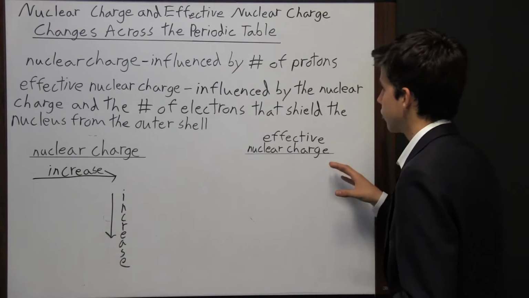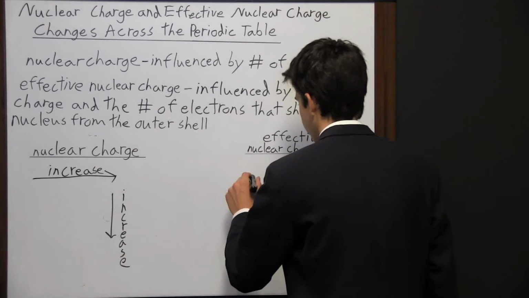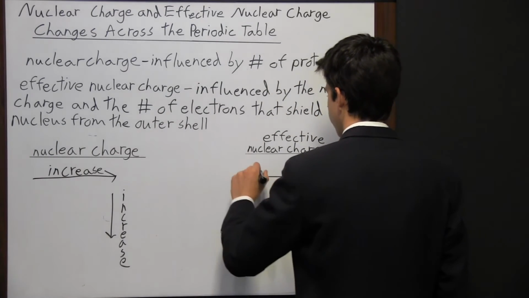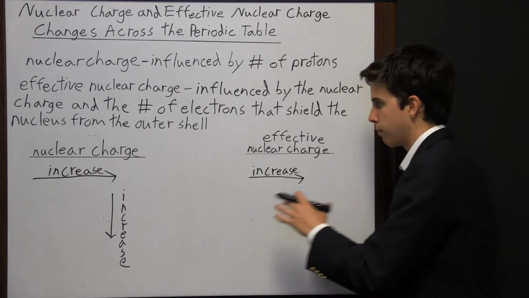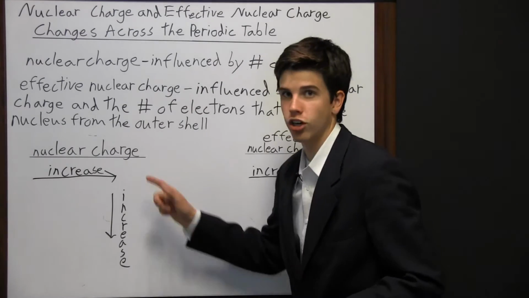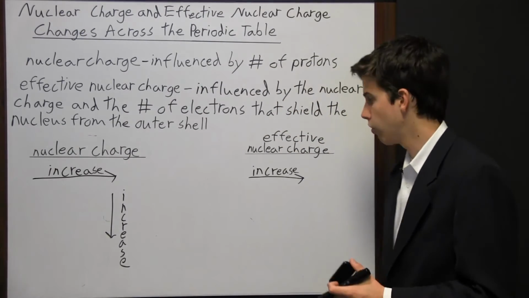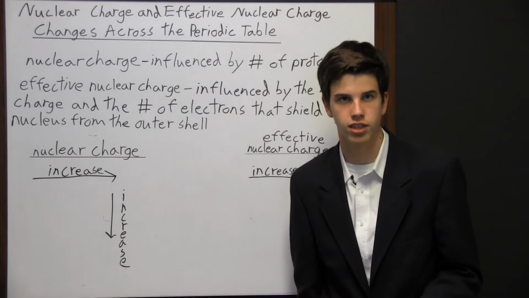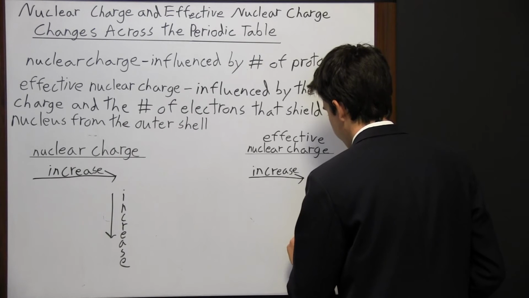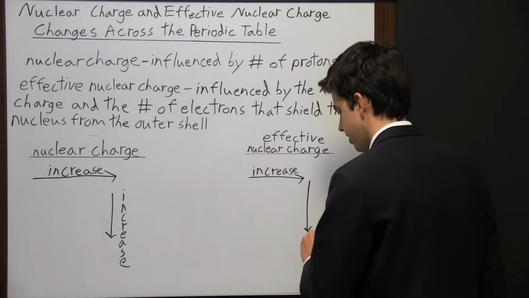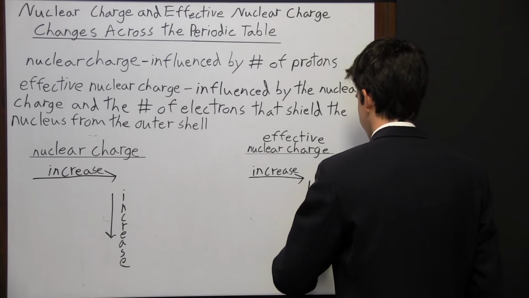Now, the effective nuclear charge, like we said, first takes into account the nuclear charge. And so as you move to the right, the effective nuclear charge is still going to increase, because as you move to the right of a period or a row, the nuclear charge is increasing, but the shielding is staying constant. So overall, the nuclear charge is increasing. Now, when you go down a column or down a group of the periodic table, the effective nuclear charge decreases.